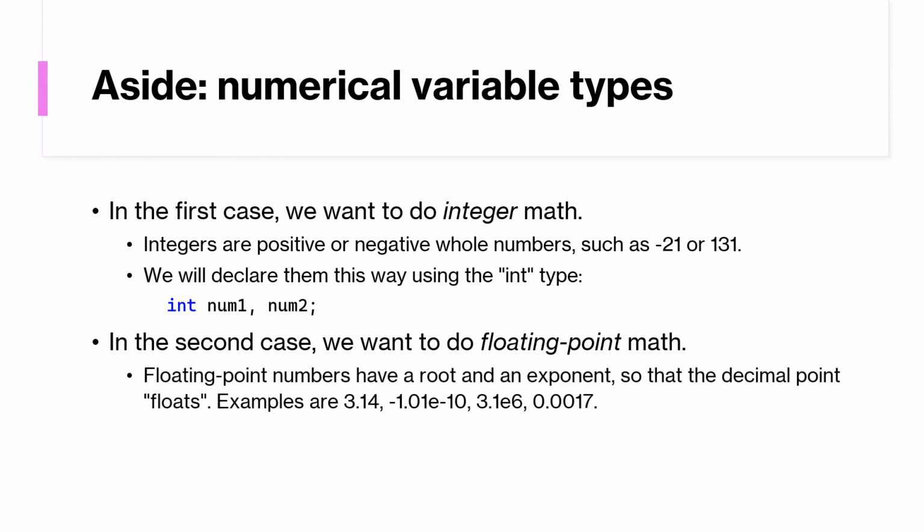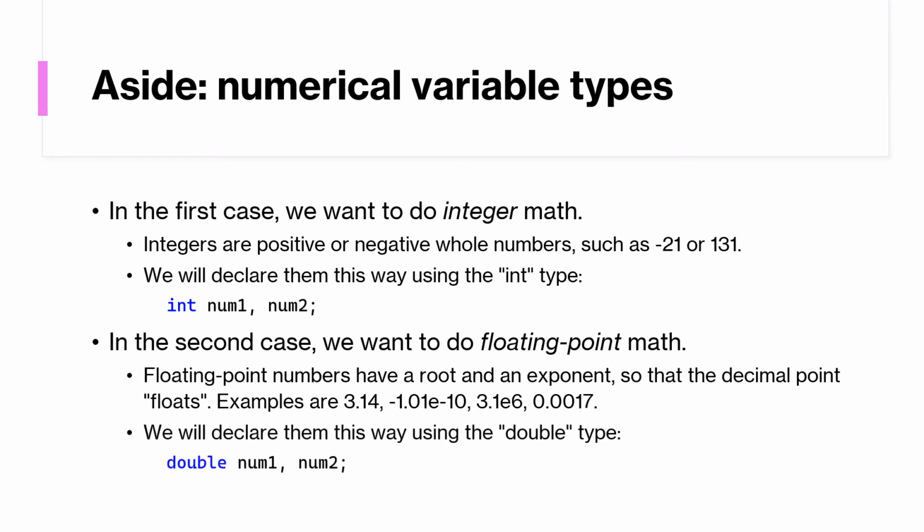Floating point numbers have a root and an exponent, okay, so that the decimal point floats. Okay, 3.14 has the decimal point in the right place. Negative 1.01 e negative 10, that's read as 1.01 times 10 to the negative 10th, okay? That's a very, very small number. 3.1 E6, that's 3.1 million. That's a very, very large number. And 0.0017, that again has the decimal point that would be represented in the computer as 1.7 times 10 to the negative 3. Okay. We're going to declare those using the double type.